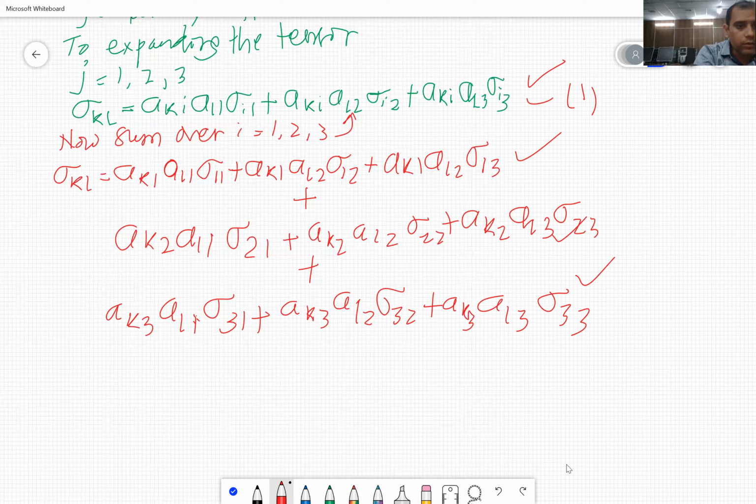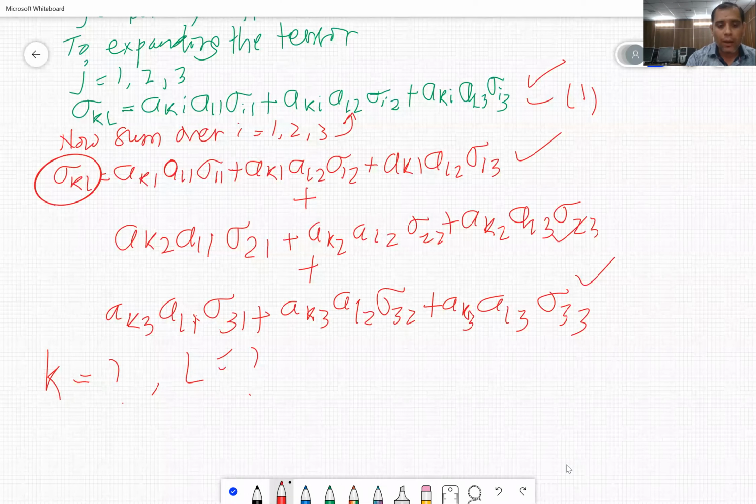So here we see the sigma KL. For each value of K and L, there is some equation, there will be some values and the equation will be something. To find out the equation, the question arises here: how can we put the values of K and L?